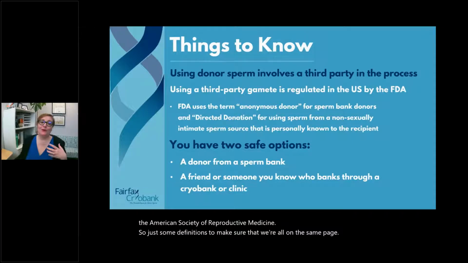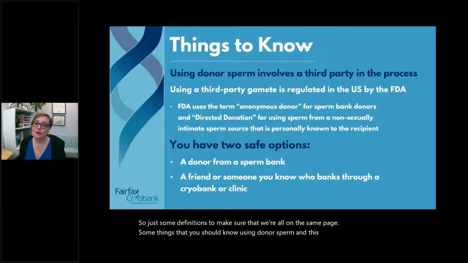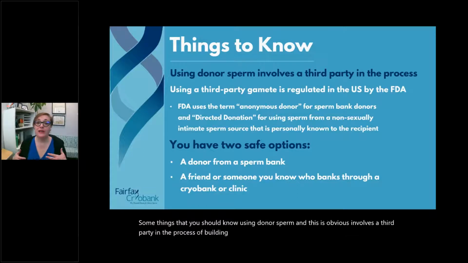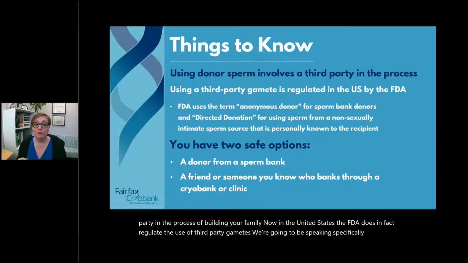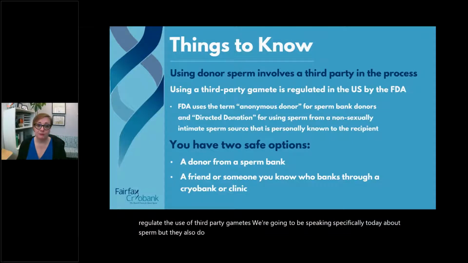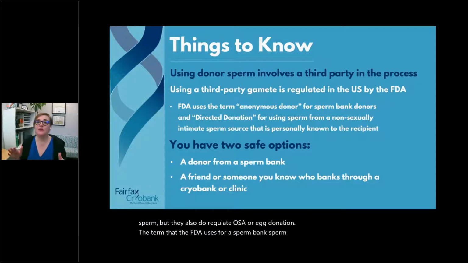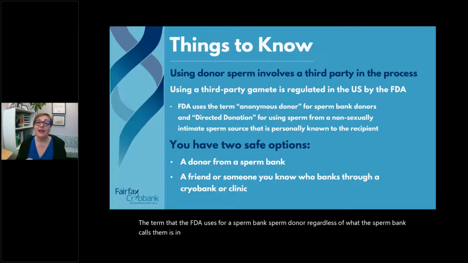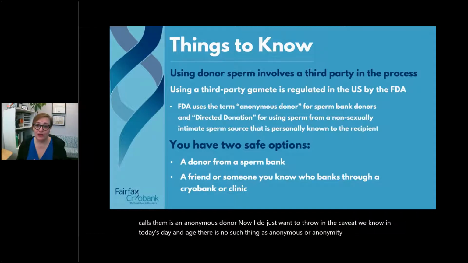Some things that you should know. Using donor sperm, and this is obvious, involves a third party in the process of building your family. Now, in the United States, the FDA does in fact regulate the use of third-party gametes. We're going to be speaking specifically today about sperm, but they also do regulate oocyte or egg donation. The term that the FDA uses for a sperm bank sperm donor, regardless of what the sperm bank calls them, is an anonymous donor. Now, I do just want to throw in the caveat, we all know in today's day and age, there is no such thing as anonymous or anonymity really, and we no longer use that term internally, but the regulations that the FDA uses still define sperm bank donors as anonymous donors.